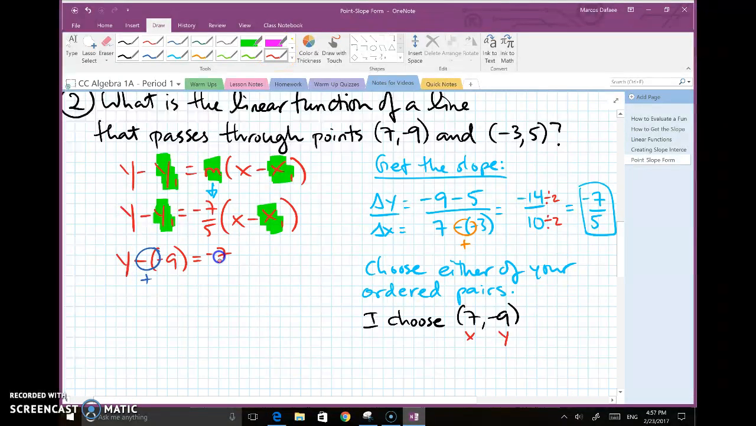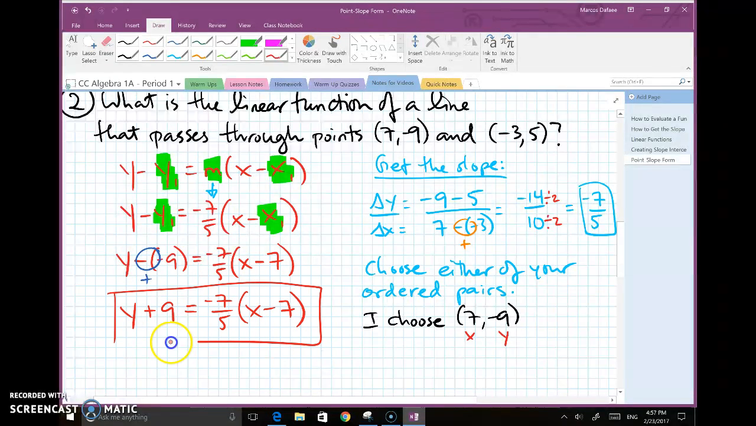For now, I have negative 7 over 5, and then this is x minus, and going to my ordered pair, my x of my choice is 7, so it's x minus 7. And the last thing is just go ahead and rewrite this so it's nice and clean. So it's y plus 9 equals negative 7 over 5 times x minus 7. And that is a function for this question.